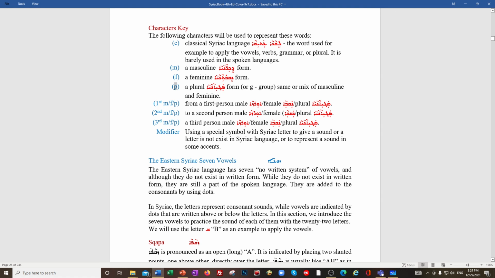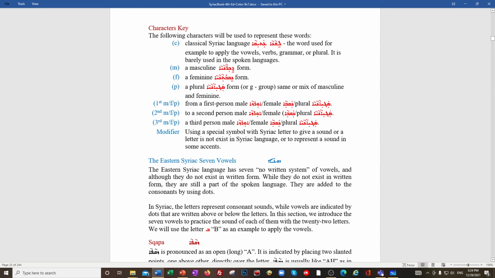P, in between two parentheses, means a plural form. Also, if you're going to see a G in between two parentheses, that means a group, and that is the same or a mix of masculine and feminine.